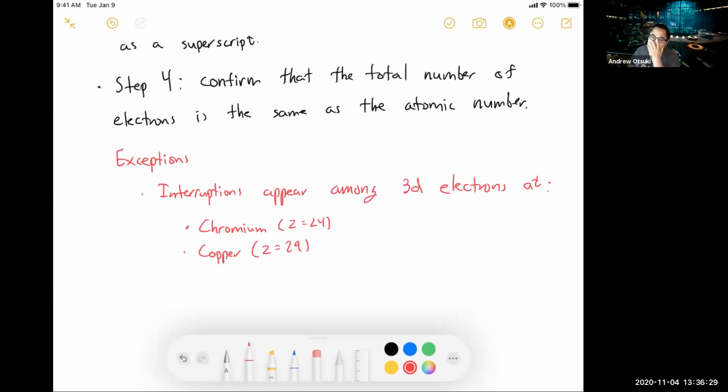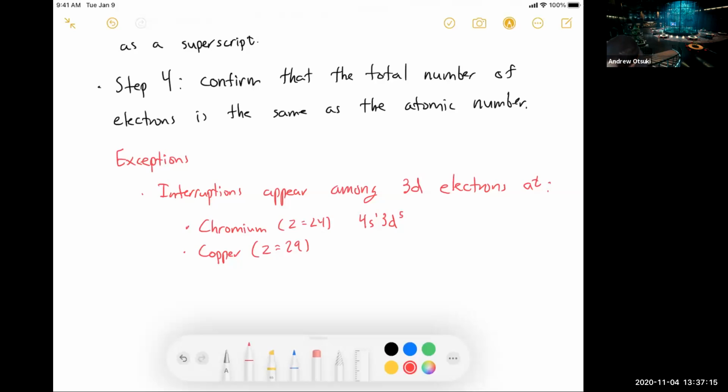Chromium's configuration is actually 4s1 and 3d5. And the reason it does that is something called Hund's rule. So it's better if you maximize all the d orbitals with singly occupied electrons instead of pairing them in the 4s2 orbital because of electron repulsion. But I don't expect you guys to know that. Just know that there are some exceptions for chromium and copper, and that you'll have to be aware of the correct electron configuration, but I don't expect you guys to know why.